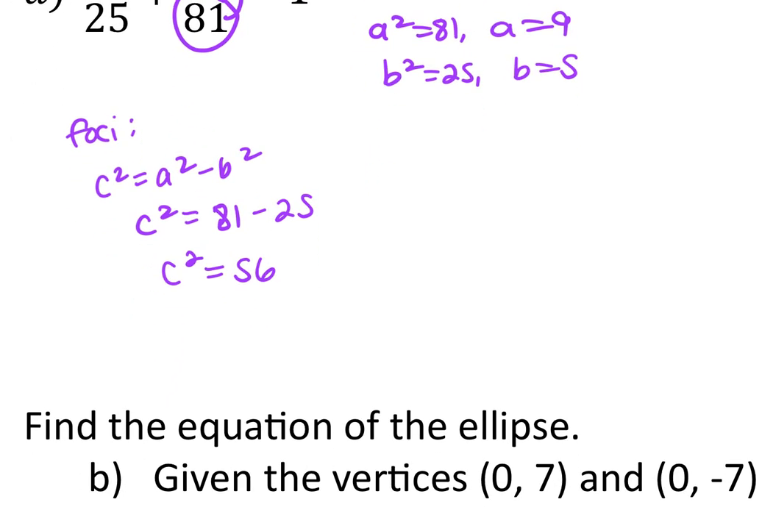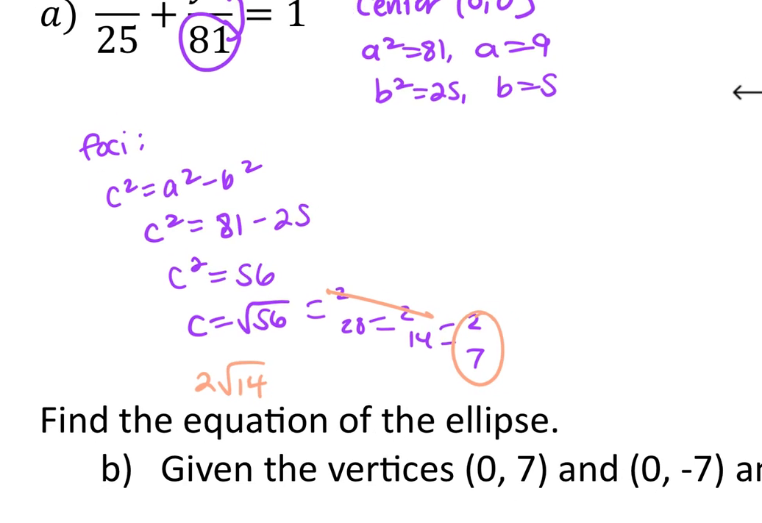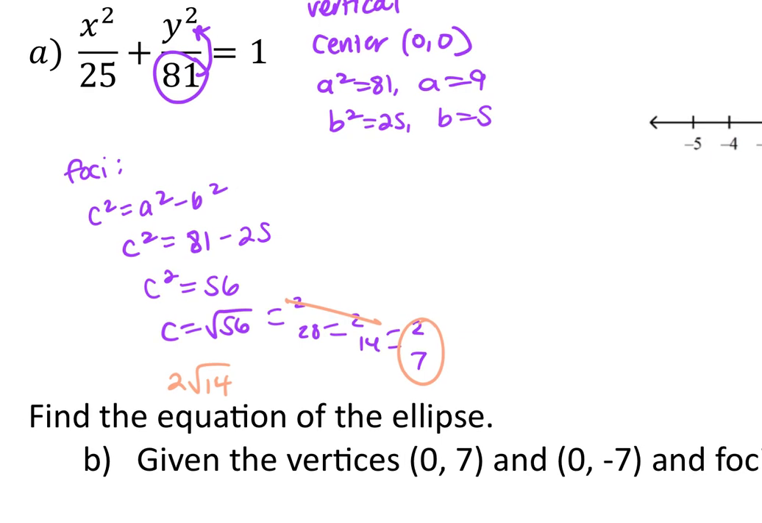You're welcome. And then C would equal the square root of 56. This is 2 and 28, which is 2 and 14, which is 2 and 7. Sorry, I don't know what's wrong with my brain this morning. The two 2s bring to the outside. 2 times 7 would be 14. That's going to get left underneath. So that's your C.